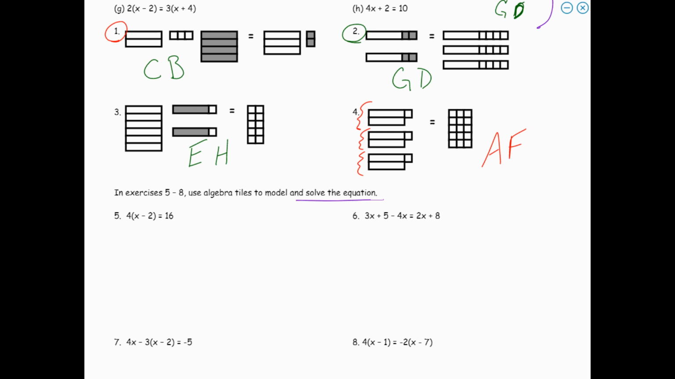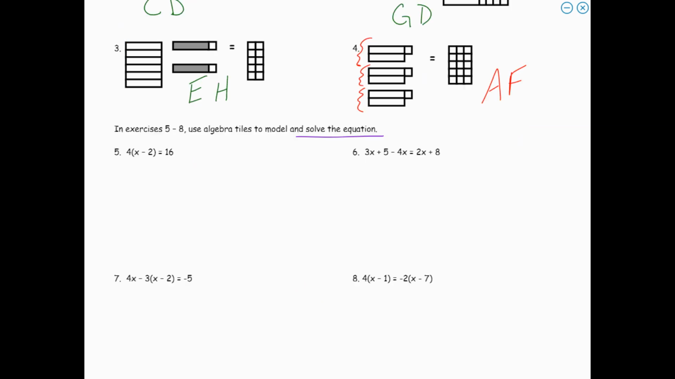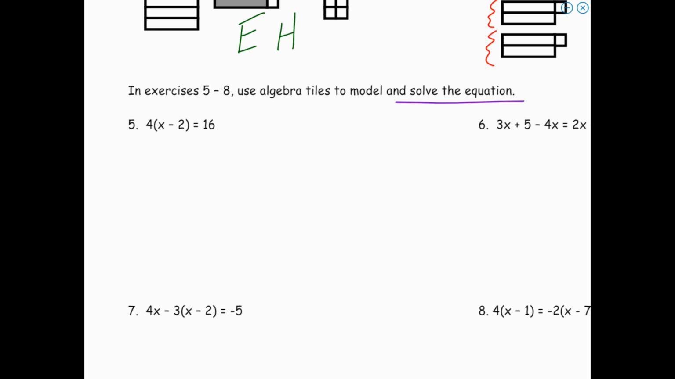So if I'm going to show my work without drawing the tiles, I know our notes say to draw the tiles. Okay. So it says to use algebra tiles. But we're trying to move away from that, so I did draw them there. But now I want to show you how to do it without the algebra tiles, right? So just like we did at the top, distribute that 4. So we've got 4x minus 8 equals 16.